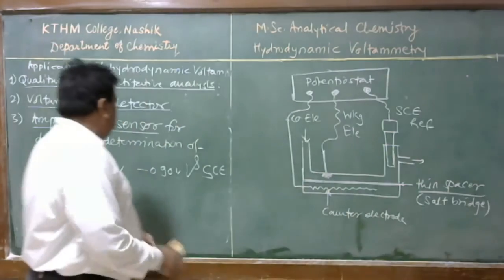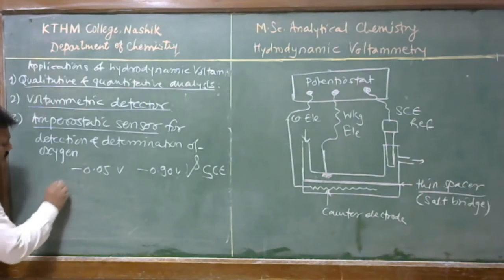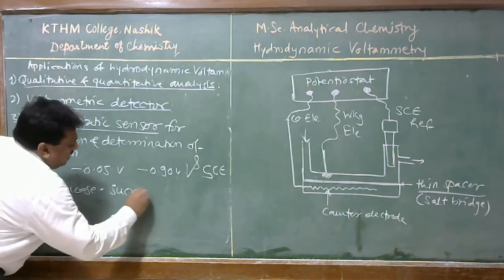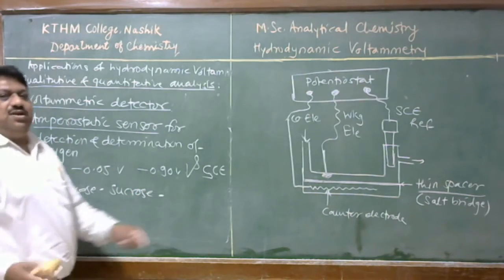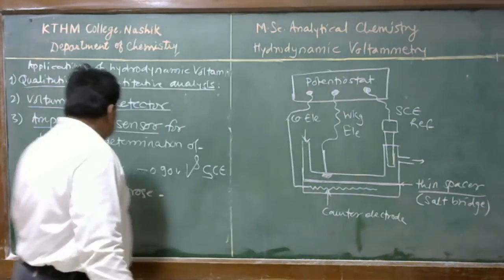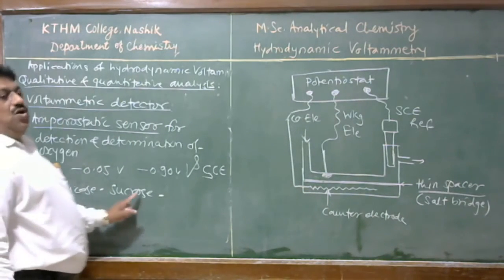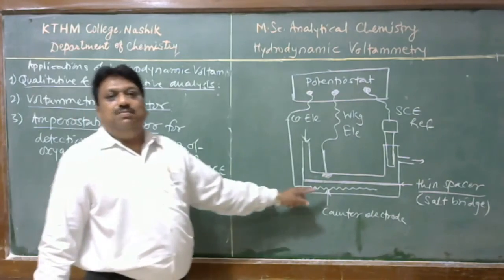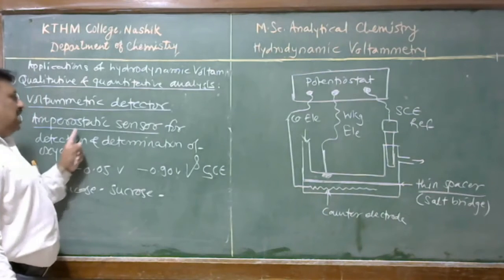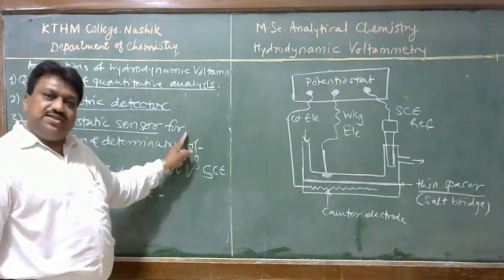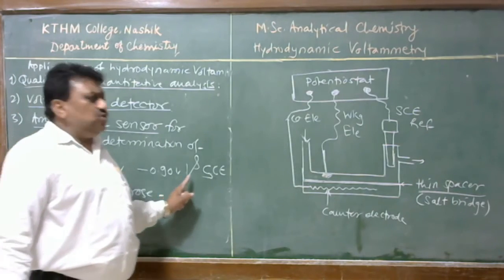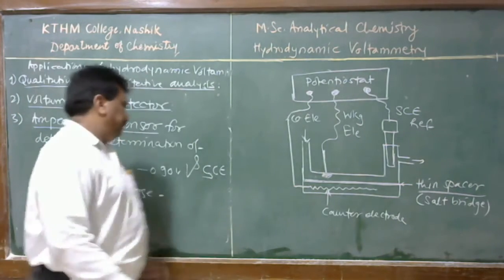Now here, similar to other species like glucose or cane sugar, sucrose, that may be oxidized or reduced by means of the same electrode system, the concentration of glucose or sucrose can be measured by this voltammetric detector, and here it is called an amperometric sensor for oxygen and glucose and sucrose. Therefore, blood glucose is also determined by the same method.